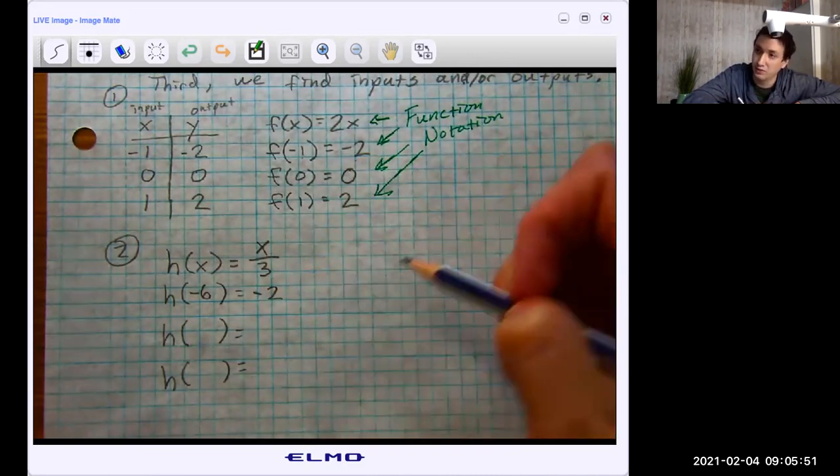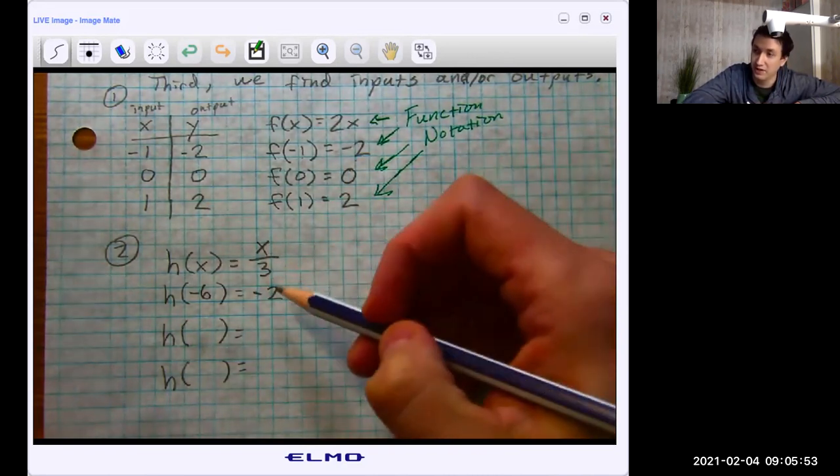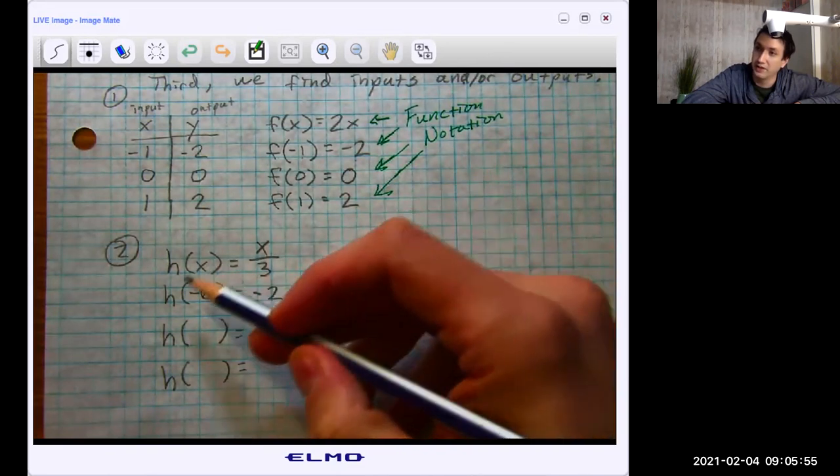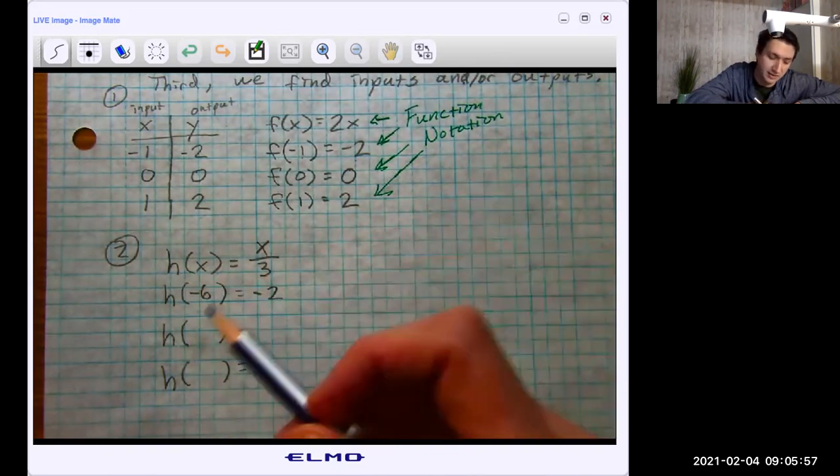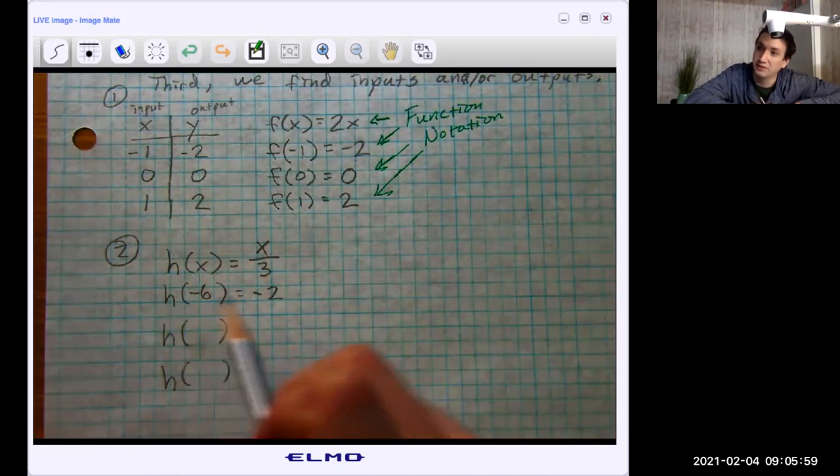If I wanted to, I could go over on the side, show my work, and then my final answer would look like this. This means I put in -6, I got a -2.